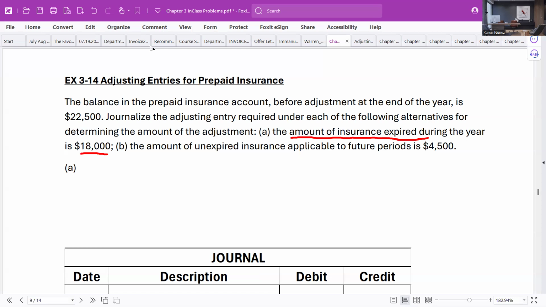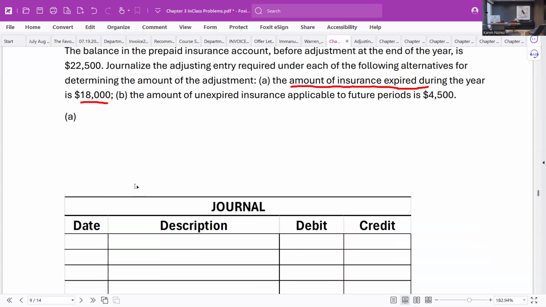So there's nothing for us to calculate. They just give us the number we need for our adjusting entry, right? They're just telling us, well, the insurance expense is $18,000. That's the amount of expired insurance.